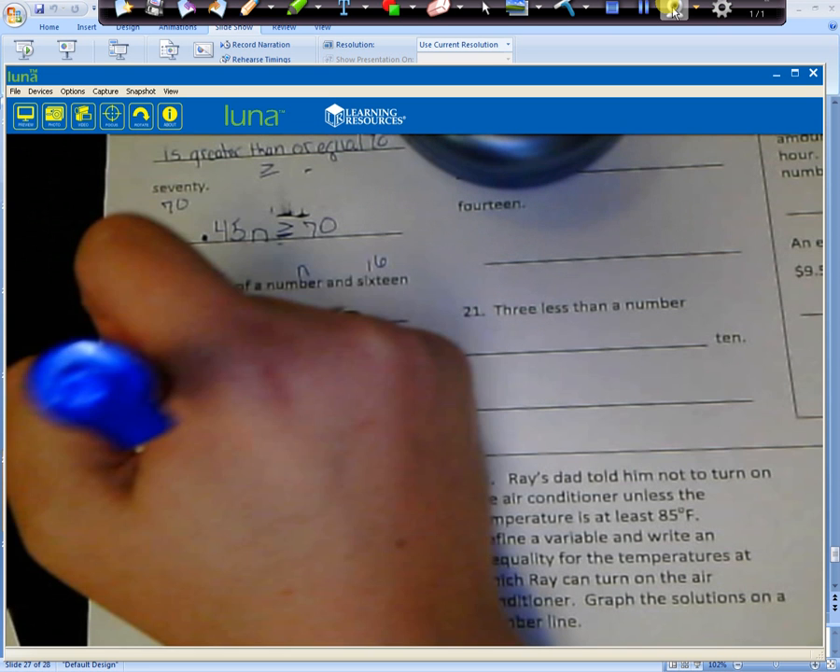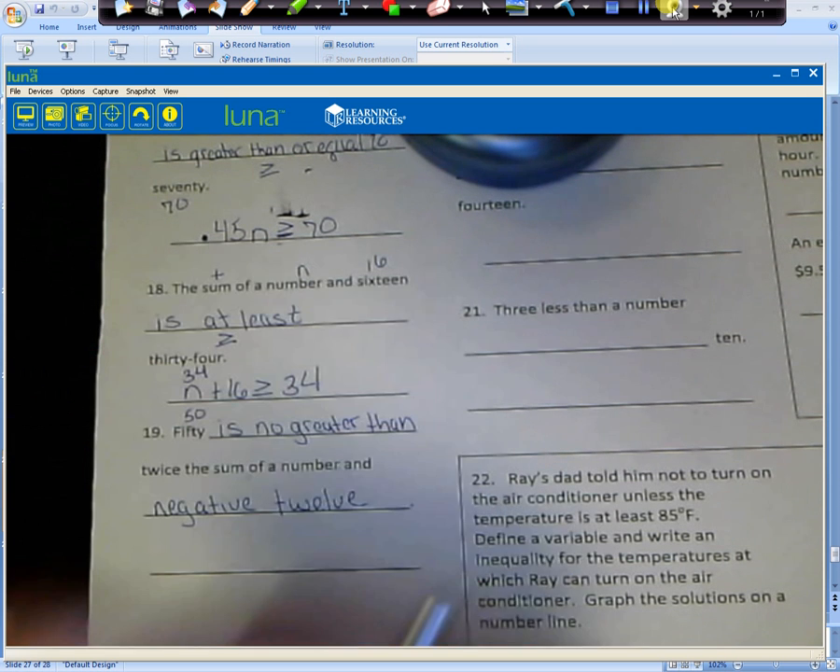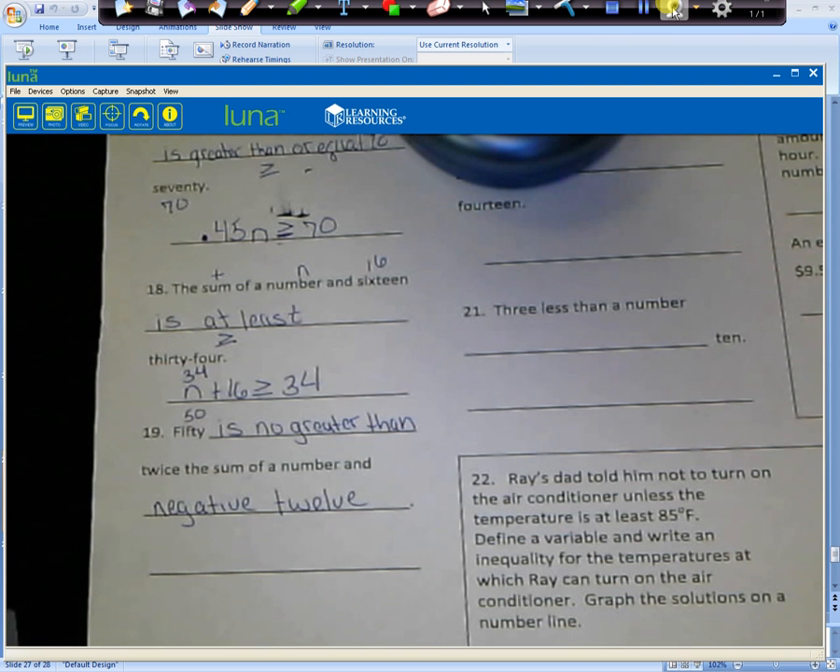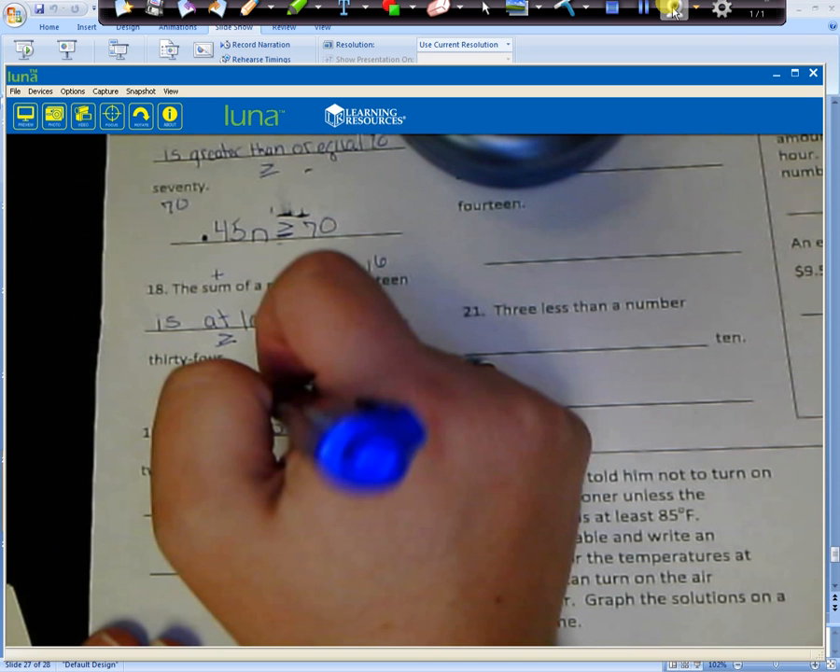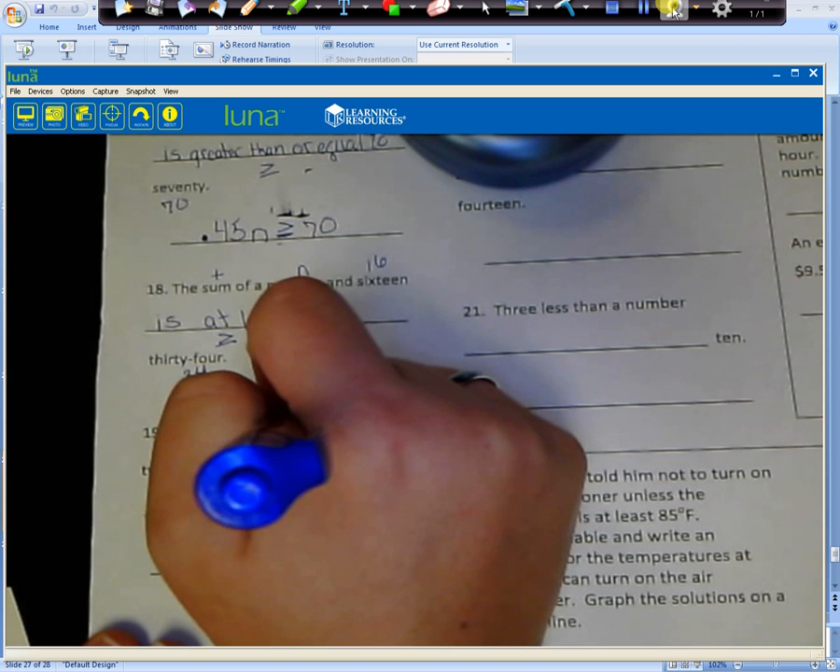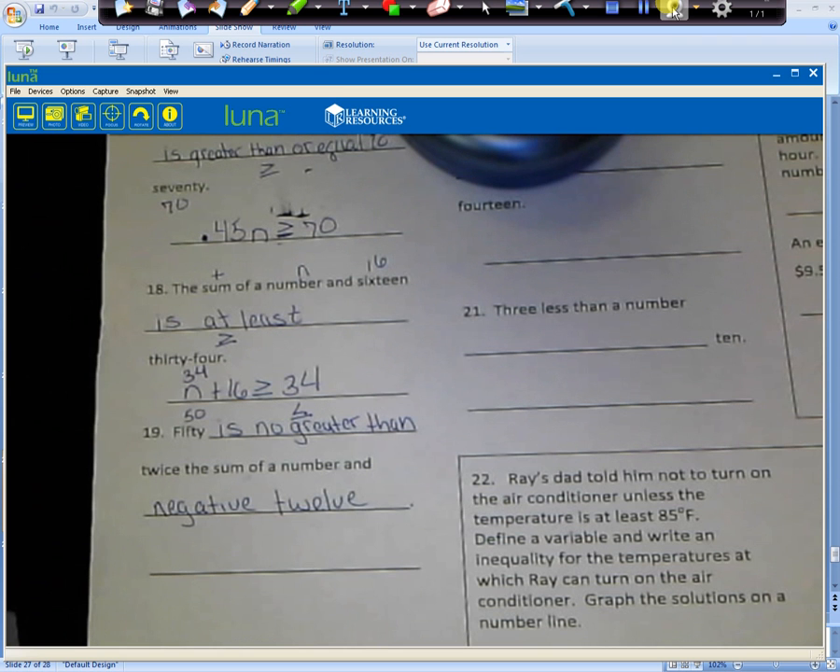Okay, so the 50 is going to be just that, the 50. And think about the "is no greater than." No greater than means it's not greater than. And if it's not greater than, then it must be less than or equal to. So no greater than means not greater than. So if it's not greater than, then it's less than or equal to.